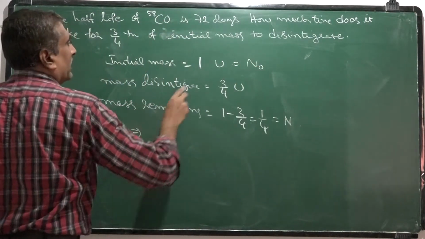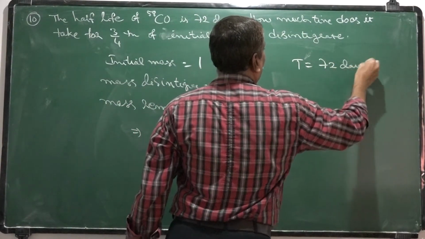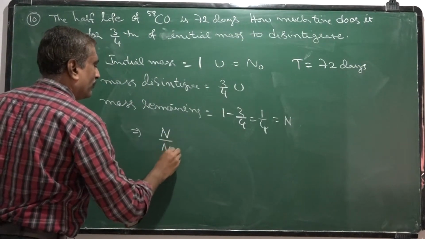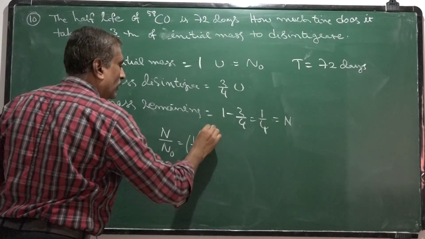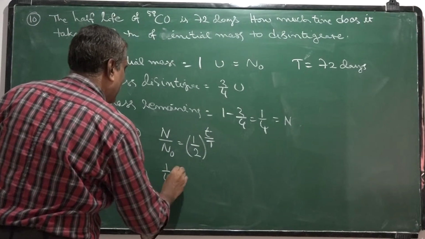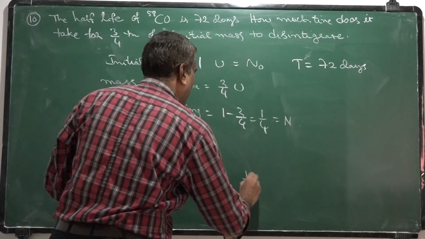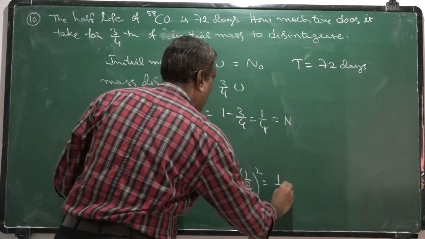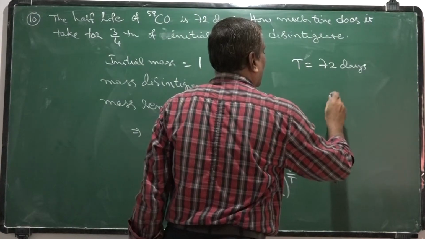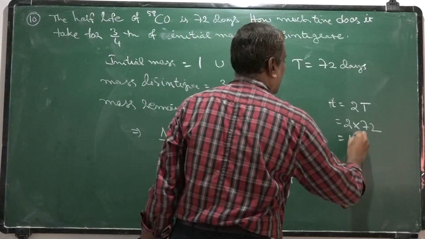So we have the relation, and the half-life period capital T is given as 72 days. Therefore N by N0 is equal to 1 by 2 to the power t by capital T. So we have to calculate small t. So 1 by 4 is equal to 1 by 2 to the power t by T. So 1 by 4 can be written as 1 by 2 whole power 2 is equal to 1 by 2 to the power t by T. So comparing these two, small t is equal to 2 into T, that is 2 into 72 days, that is 144 days.